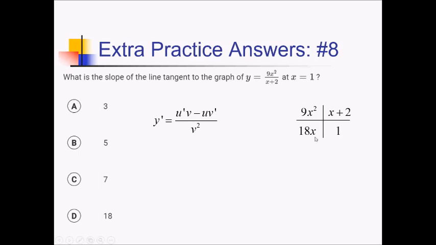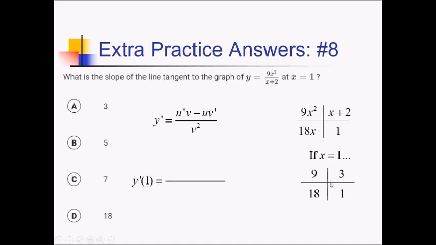And I could multiply this out, but let me plug 1 in inside the box, and then I'll multiply stuff out. So 9x squared then becomes just 9 times 1 squared, or just 9. X plus 2, that's now going to be 1 plus 2, which is 3. This is 18 times 1, which is 18, and 1 is a constant, so it's still 1. Multiplying this out, this is y prime of 1 here.